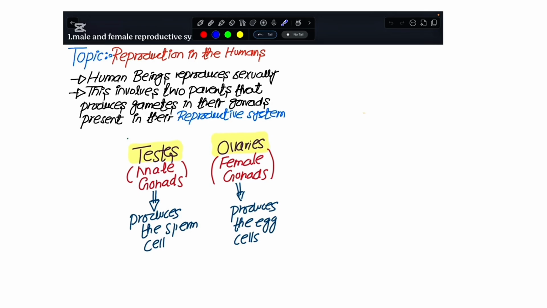On the other hand, the female individual, in the reproductive tract, has the ovaries that make up their female gonads, and in them meiosis happens. So we would produce an egg cell out of them. Now, since the entire reproduction revolves around a male parent and a female parent, it is important for us to look at the configuration of their reproductive system.